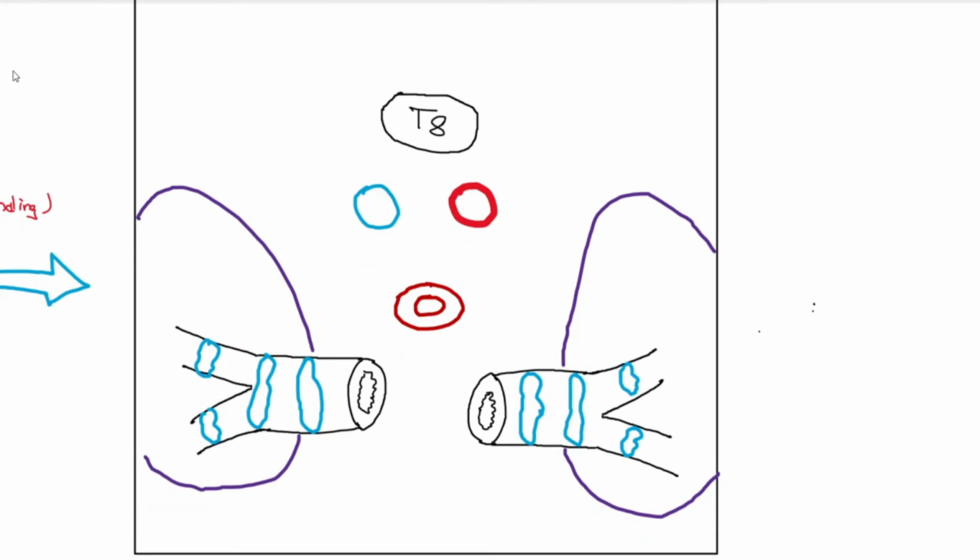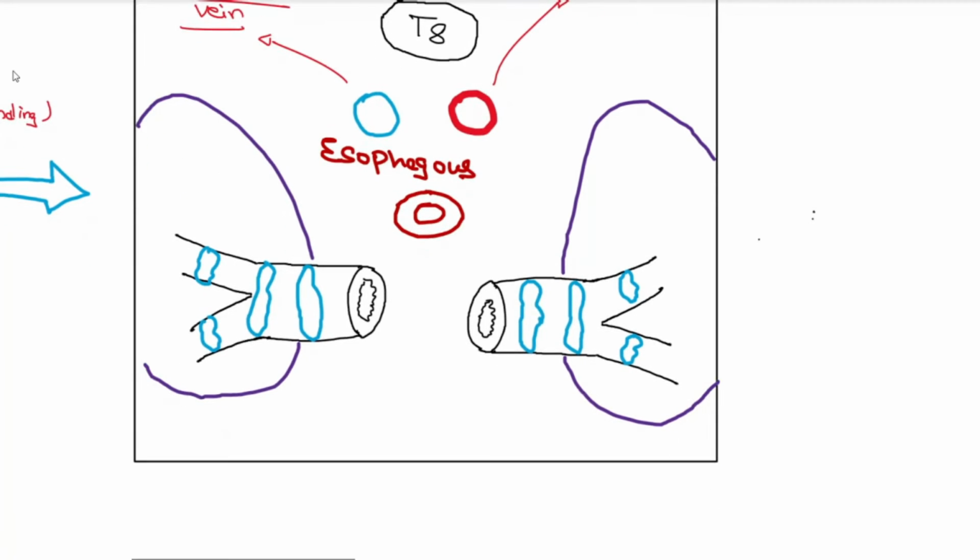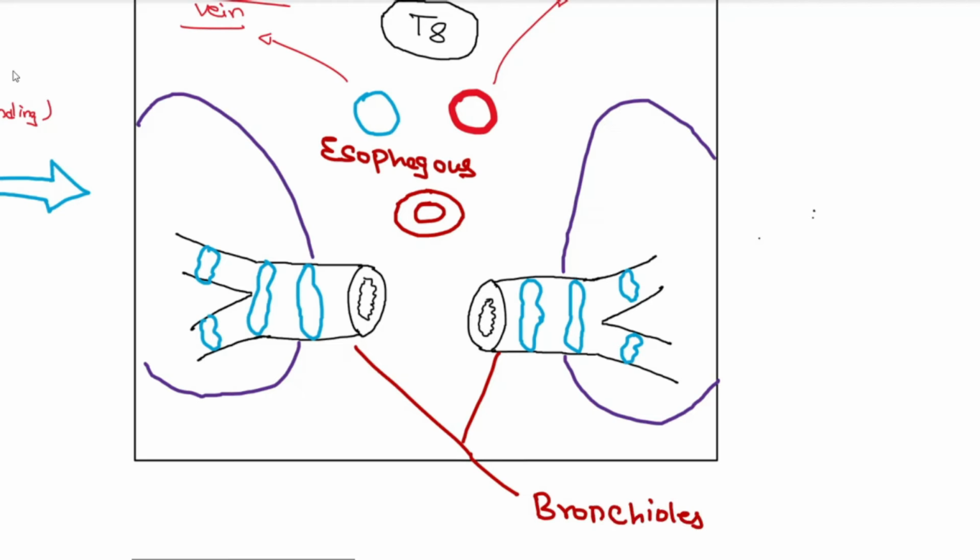So here we have the T8 vertebral level, and anterior to the vertebral column lies the azygous system, that is the azygous vein, draining the venous drainage from the right hand side of the intercostal spaces as well as the esophagus. And on the right hand side we have the presence of the thoracic aorta, and anterior to both the structures we have the presence of the esophagus. So here we have the esophagus, and then we have the bronchioles, and supporting these bronchioles we have the presence of the cartilages. So these are the cartilaginous rings.